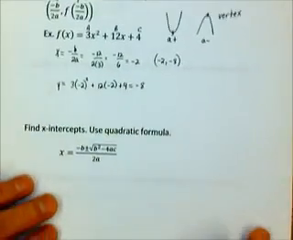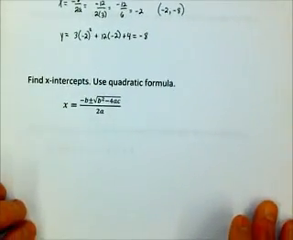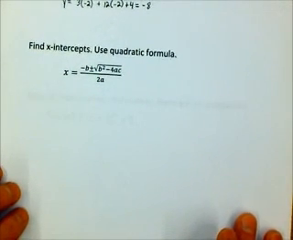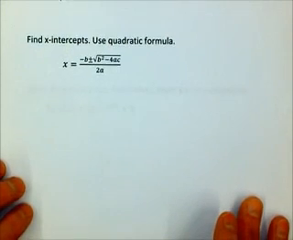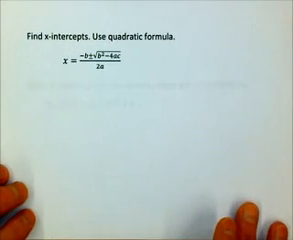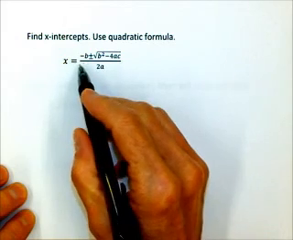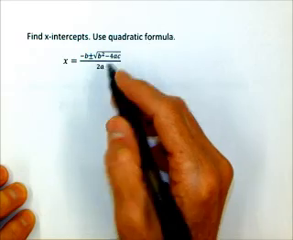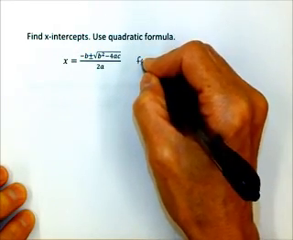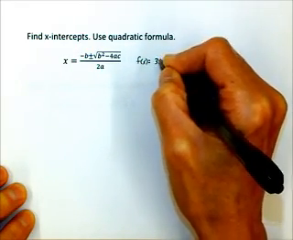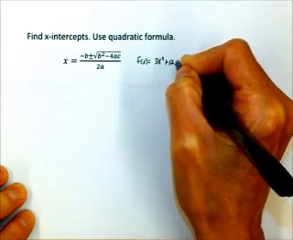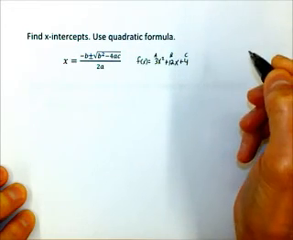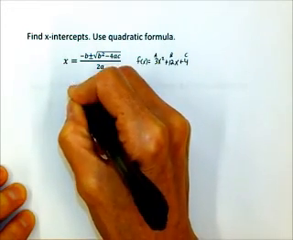To find the x-intercepts when our quadratic function is written in general form, we use the quadratic formula. So your quadratic formula will also be on your formula sheet. x equals minus b plus or minus the square root of b squared minus 4ac over 2a. Let's rewrite our function here: 3x squared plus 12x plus 4. This is a, b, and c. So we simply need to plug those values into our formula.